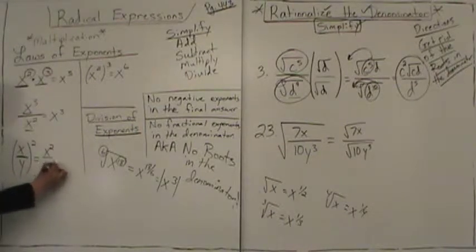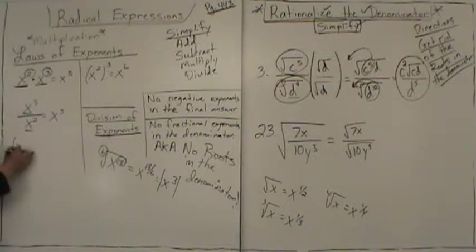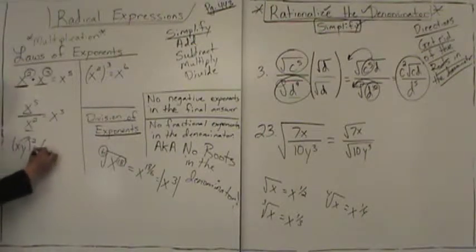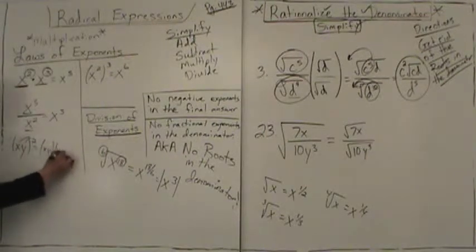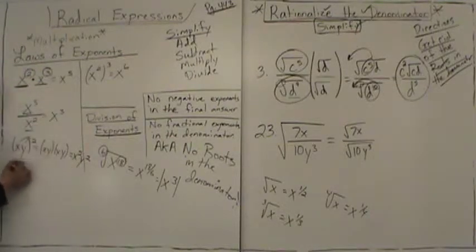Y squared. Okay, so maybe before I say this, let's start with multiplication. xy quantity squared. Do exponents distribute over the operation multiplication? Yes, they do. This is xy times xy. So we end up with x squared y squared. So we just square the x, square the y.